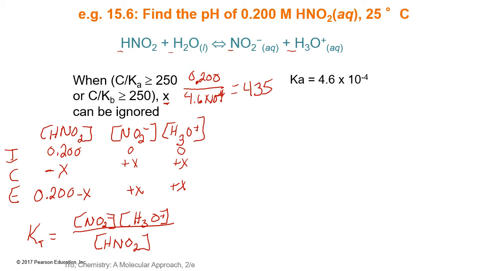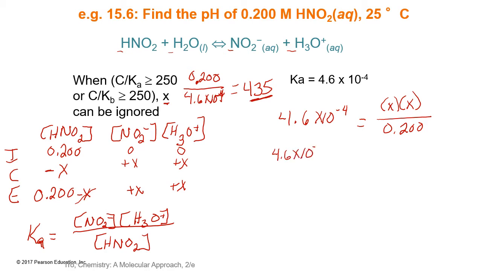So our Ka is 4.6 times 10 to the minus 4. The concentration of each of our products is X. And we're going to ignore the minus X because our value was larger than 250. So we put in the initial concentration of the acid. Rearranging this to get X by itself, we get X squared. So to get X, we take the square root of both sides, and we find that X is equal to 9.6 times 10 to the minus third.